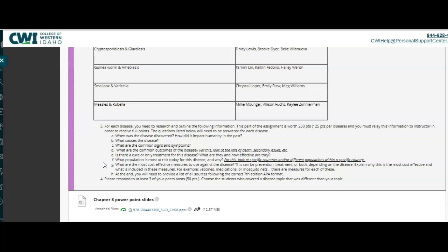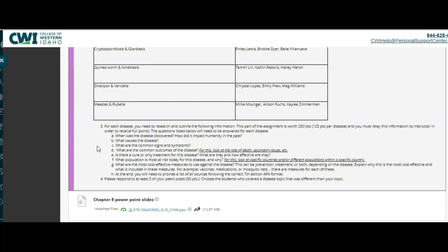When was the disease discovered? How did it impact humanity in the past? What causes the disease? What are the common signs and symptoms? What are the common outcomes of the disease? And for this, look at rate of death, secondary issues, etc. Is there a cure or only treatment for this disease? What are they? How effective are they?